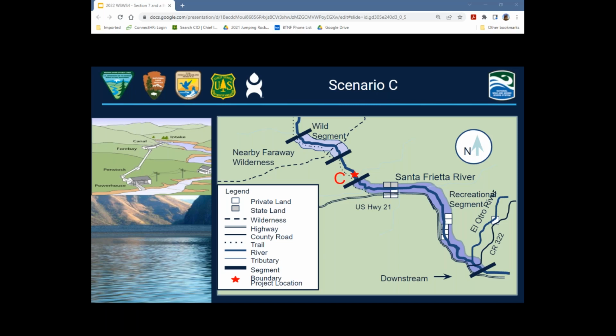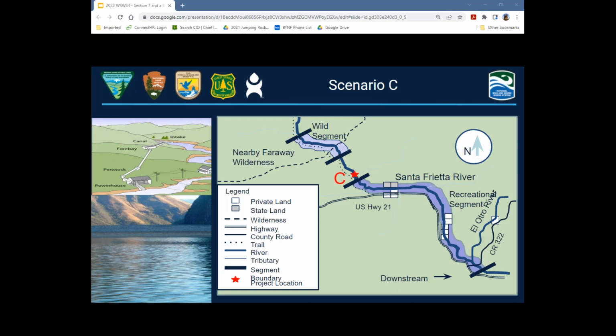Our final scenario is a proposal by the Federal Energy Regulatory Commission to authorize construction of a small hydro dam on the Santa Frietta River. The dam will be located between the wild and recreational designated river segments. The project would involve creating a reservoir with a backwater that would extend close to, but not within, the designated river segment. However, the proposed reservoir could have significant negative effects on passage, water temperature, and spawning habitat for the Santa Frietta steelhead, which was previously designated as an outstandingly remarkable value of the designated segments.